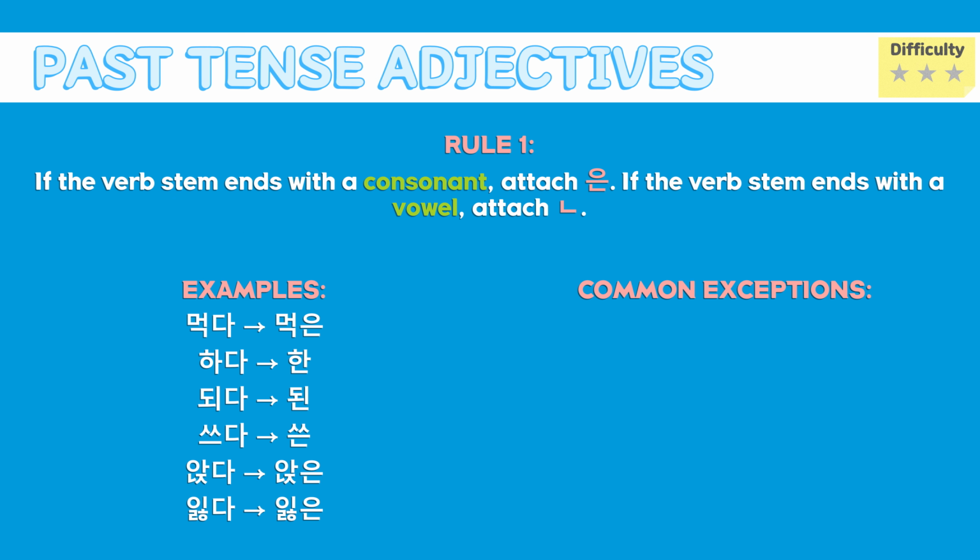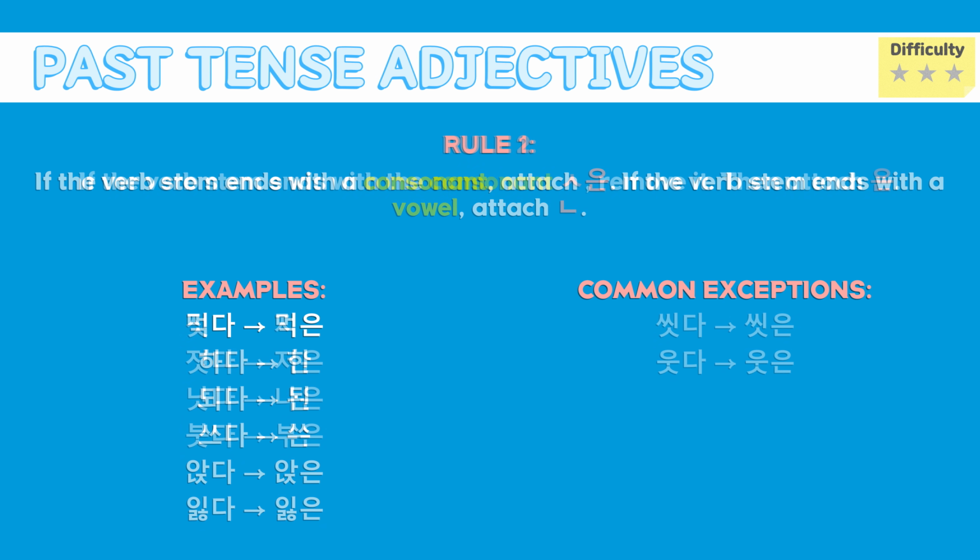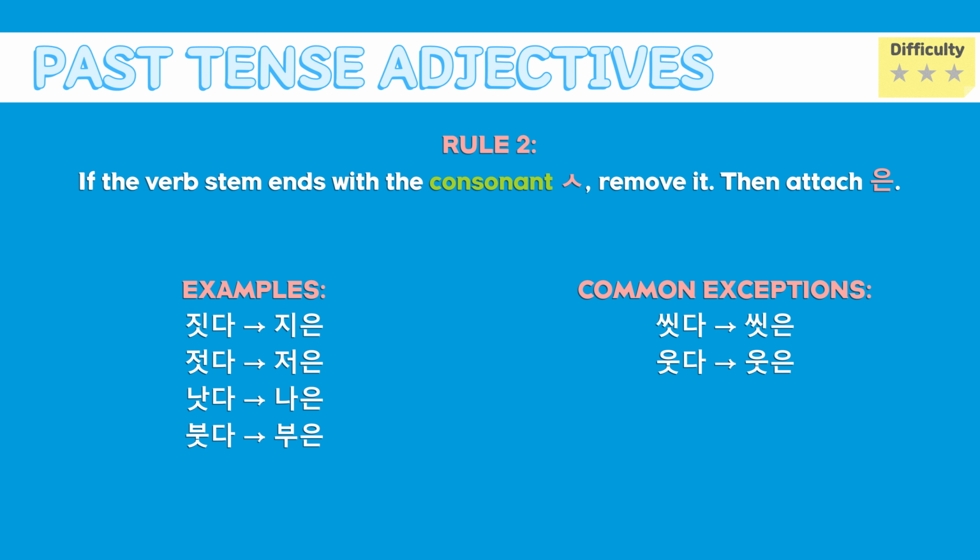Rule 1. If the verb stem ends with a consonant, attach 은. If the verb stem ends with a vowel, attach 니은. Here are some examples. You can pause the video here. Rule 2. If the verb stem ends with the consonant 시옷, remove it. Then attach 은. Here are some examples. You can pause the video here.